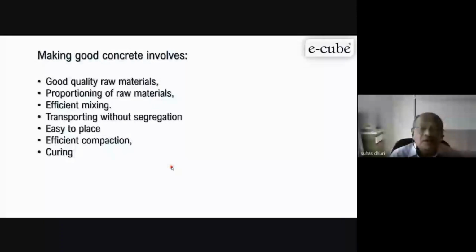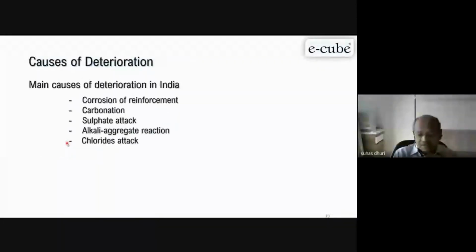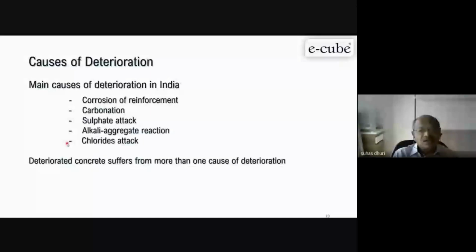Then efficient compaction. Once you get the concrete, it has to be compacted properly. If you are not able to compact, then there is no use in the structure. And then you have curing. All these things we will discuss in detail. The causes of deterioration, as we had discussed earlier, are cracking, spalling, and lower strength.